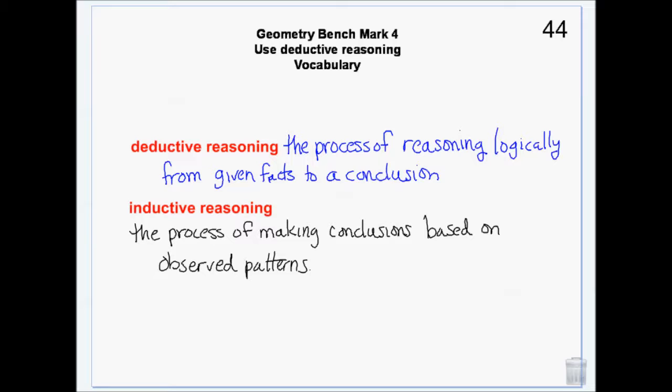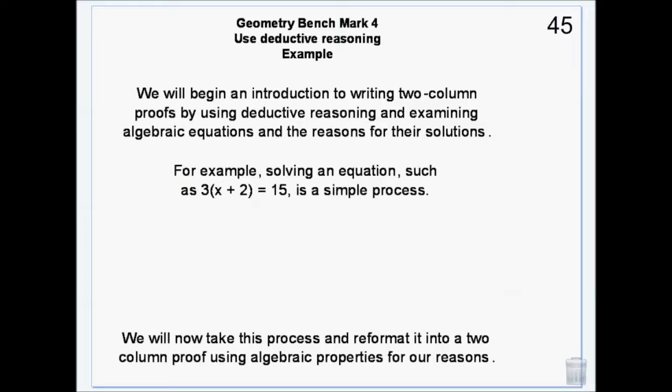We use two-column proofs using deductive reasoning. So we are going to solve equations. Now we can turn this into a proof, but first let's solve it. The first thing I do to solve this equation is I distribute that 3. So I get 3x plus 6 equals 15.